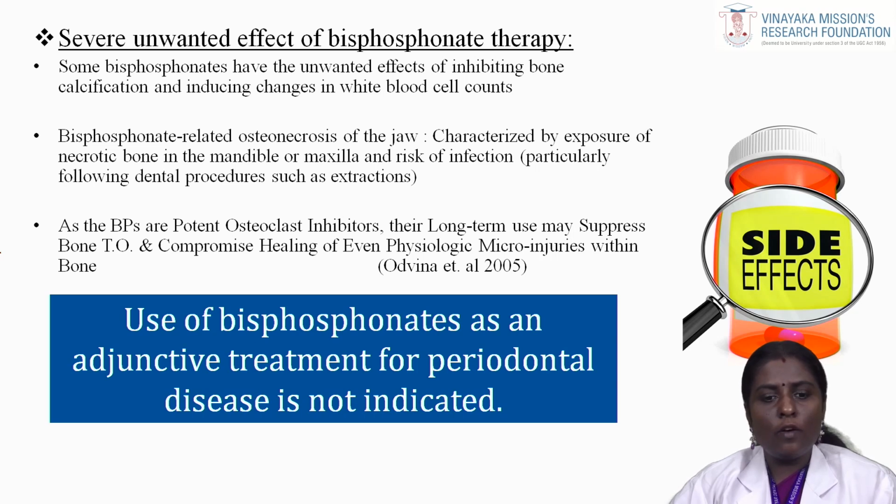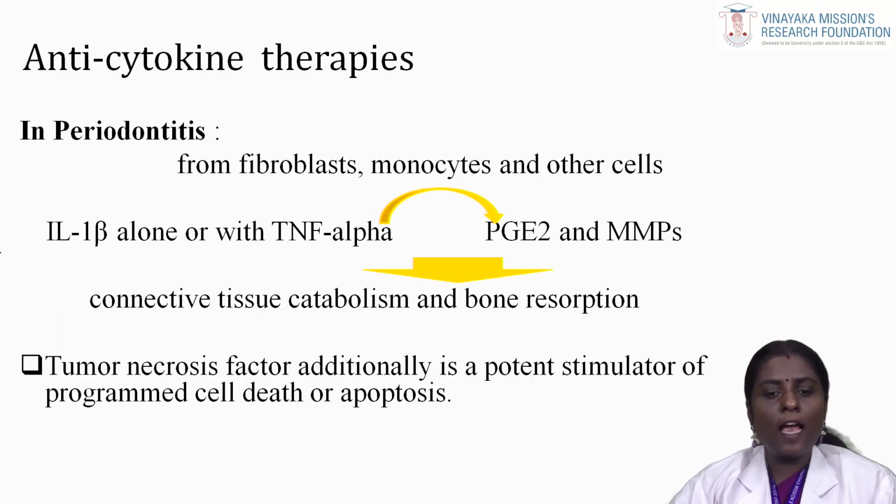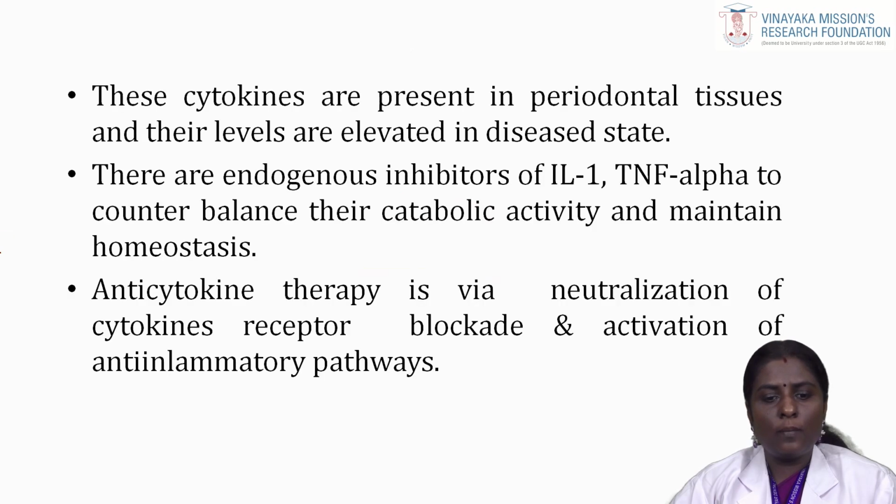So, moving on to the next topic, we have the anti-cytokine therapies. In periodontitis, we know the pro-inflammatory cytokines, TNF alpha and also PGE2 and MMPs are produced from fibroblasts, monocytes and other cells. They lead to connective tissue catabolism and bone resorption. So, if we block this, can we improve the periodontal health? That was what has been tried with the anti-cytokine therapies.